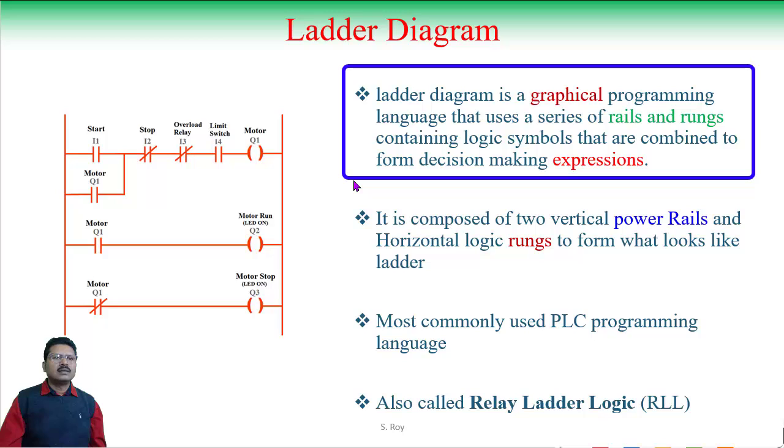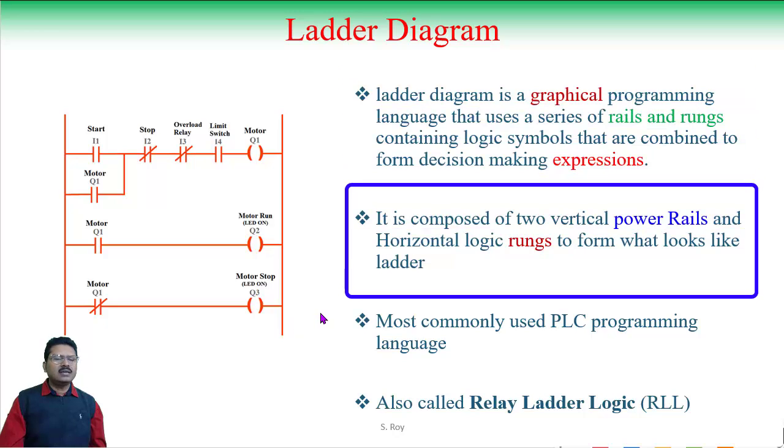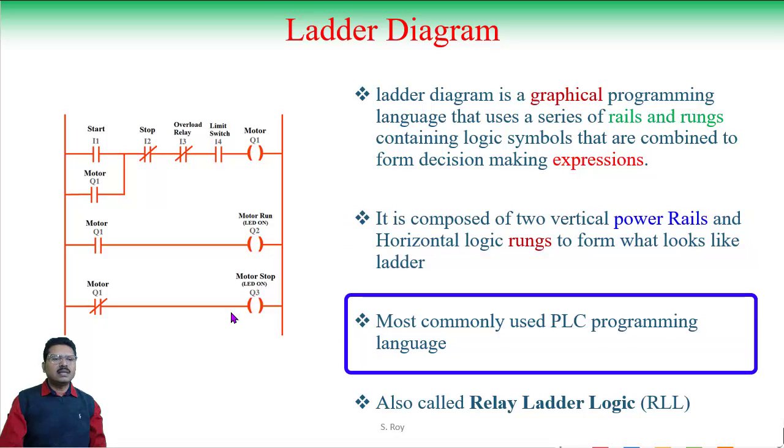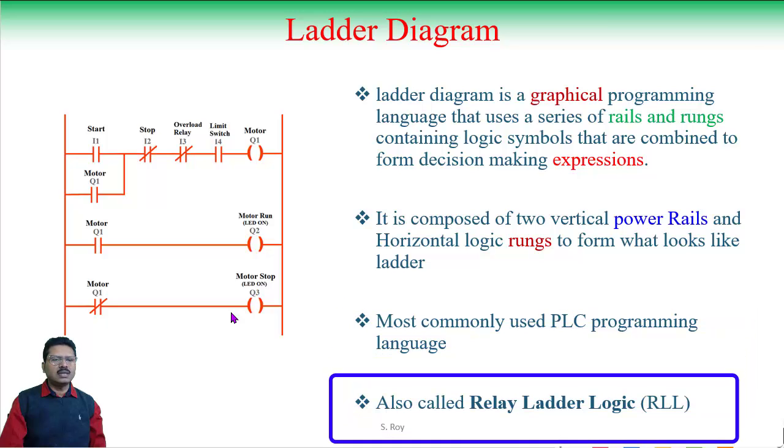Ladder diagram is a graphical programming language that uses a series of rails and rungs containing logic symbols that are combined to form decision-making expressions. It is composed of two vertical power rails, this is one, this is another, and horizontal logic rungs to form what looks like a ladder. Ladder logic is the most commonly used PLC programming language, and it is also called relay ladder logic.